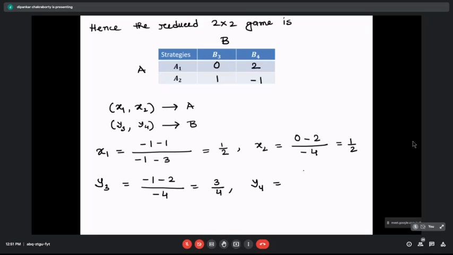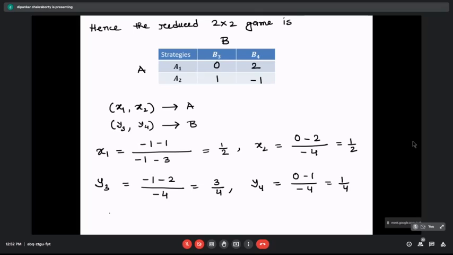What is y4? You can do the calculation also. You can take 1 minus y3 also, right? If you take 1 minus y3, it is going to come as 1/4. But you can cross check it as well. If you want to calculate y4, what is going to come? 0 minus 1, divided by -4, that is 1/4. Okay. And what is the value of the game?